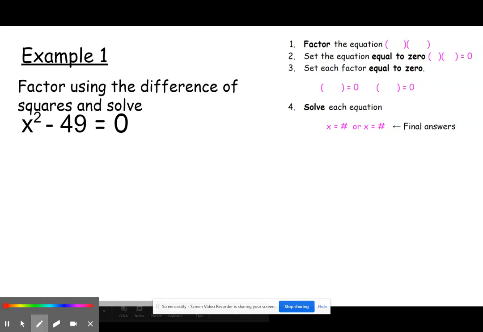All right, so for this example, we're factoring using the difference of squares and then solving. As we look at the steps, first of all, we factor the equation. So let's go ahead and do that.